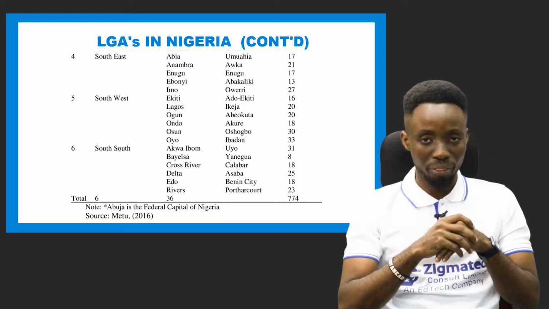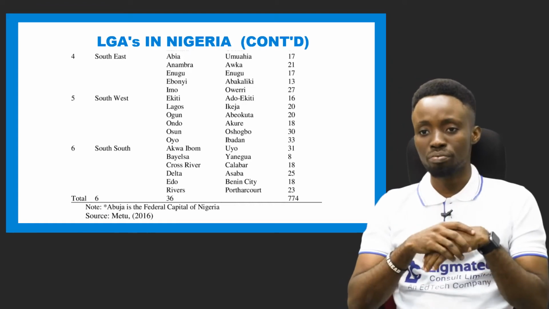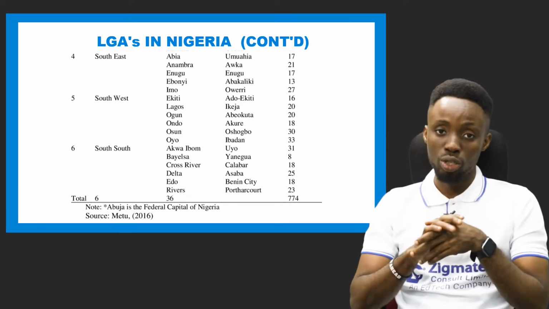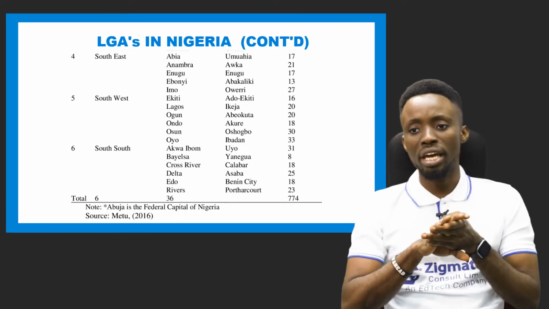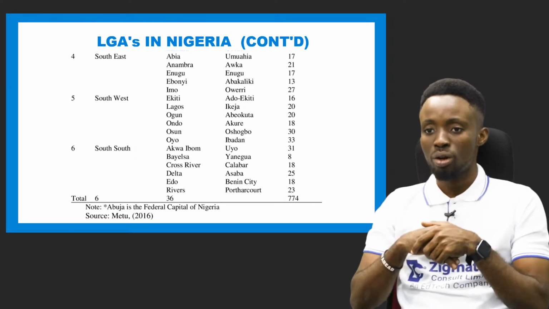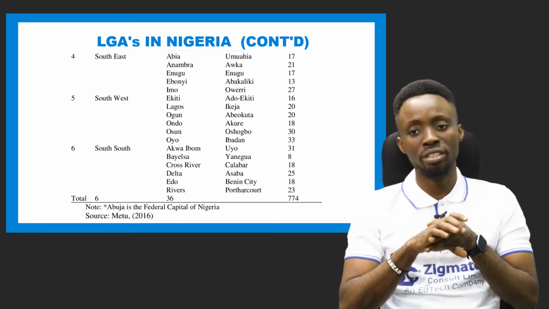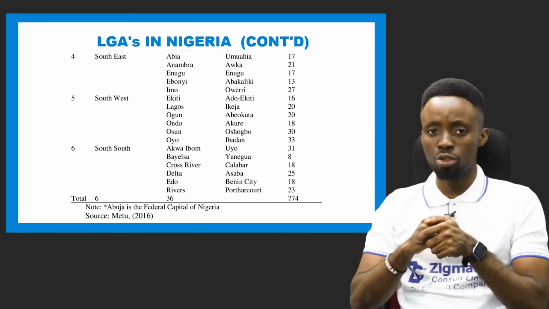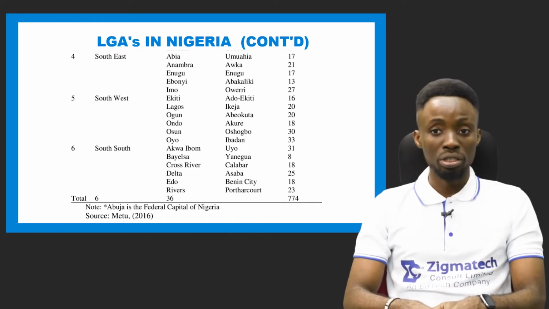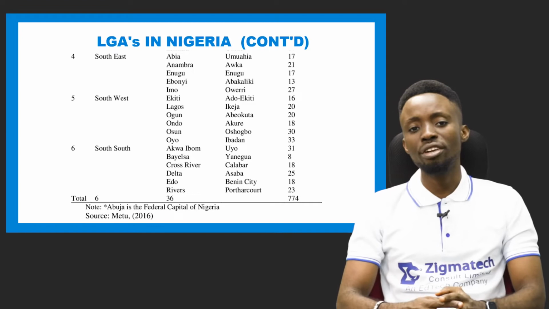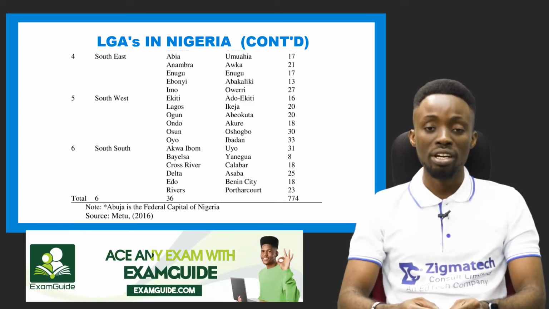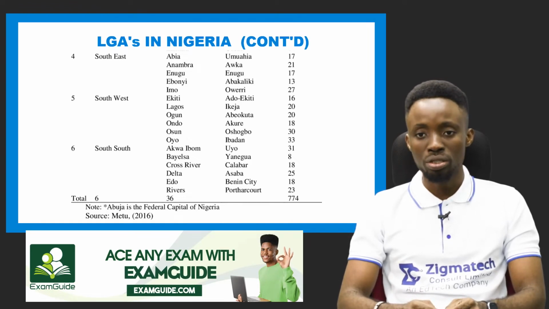Then you go to Delta, of which the capital city is Asaba. In Delta State, we have about 25 local government areas, and in Edo, of which the capital is Benin City, we have about 18 local government areas. And then Rivers State, which we are going to consider for this topic as a case study, has about 23 local government areas, and the capital city in Rivers State is Port Harcourt.